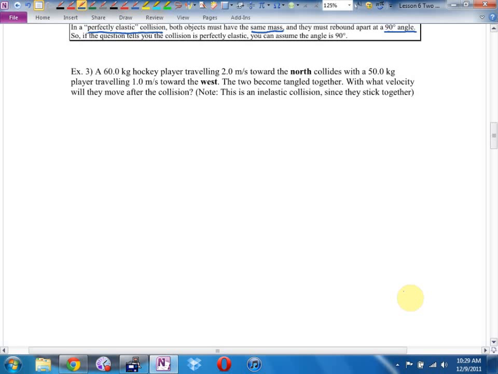Kara, do you see the word north mentioned in this question? I'm going to draw a compass rose over here. Is that okay, Trevor? Okay. Trevor, is there a collision? I'm going to start out by going the sum of all of the momentum before the collision has to equal the sum of all of the momentum after the collision. So that hasn't changed.